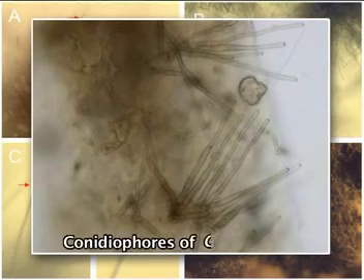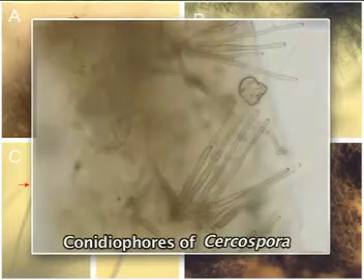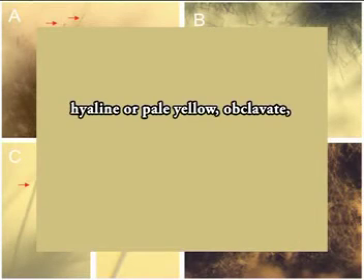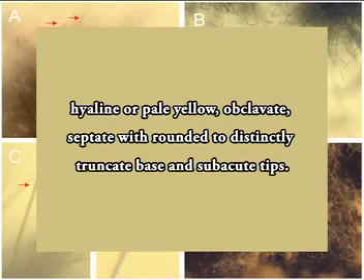In case of Cercospora arachidicola, conidiophores are olivaceous brown, simple, geniculate, continuous or septate. Conidia are mostly confined to the upper leaf surface. They are sparsely placed, hyaline or pale yellow, obclavate, septate, with round to distinctly truncate base and subacute tips.